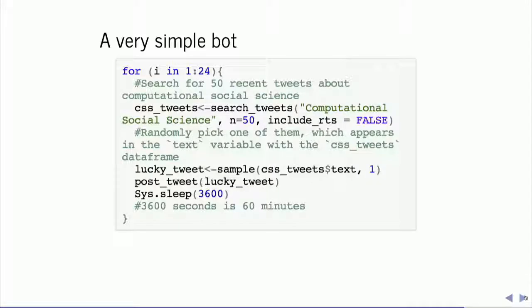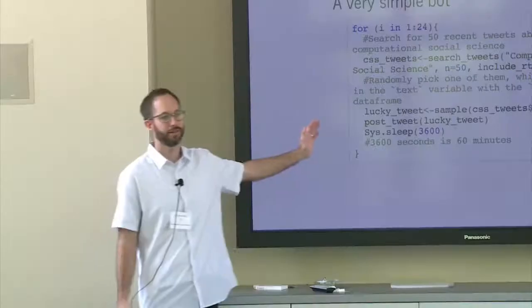So here's an example. This is a very, very simple bot. This code assumes that we have authenticated with Twitter. What this bot is going to do is every day search for tweets about computational social science, 50 of them, pick one at random, and tweet it, and then sleep for a day, and then repeat. So this is a clunky bot.